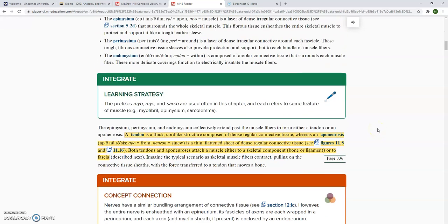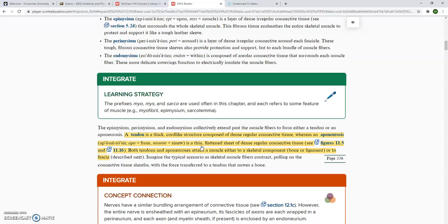Okay, and then the aponeurosis, they're not showing it on here. So a tendon is a thick cord-like structure made up of connective tissue. They say dense regular, but as long as you know it's connective tissue. Whereas an aponeurosis, this is the other structure, is still made up of the epimysium, perimysium, and endomysium, like the tendon. So it's made of that dense regular connective tissue, but its shape is more thin and flattened, like a sheet. But it still does the same thing as a tendon, where it's attaching a muscle to a bone.